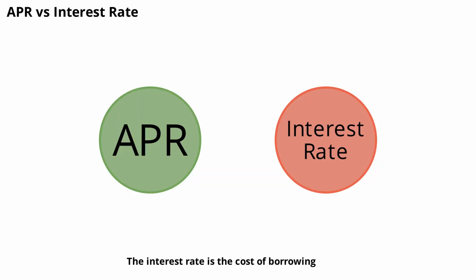APR and interest rate are related but not identical. The interest rate is the cost of borrowing, while APR includes additional fees and gives a more complete picture of what you'll pay. When comparing credit cards, always look at the APR, not just the interest rate, to understand the true cost of borrowing. This helps you make better decisions and avoid hidden charges.